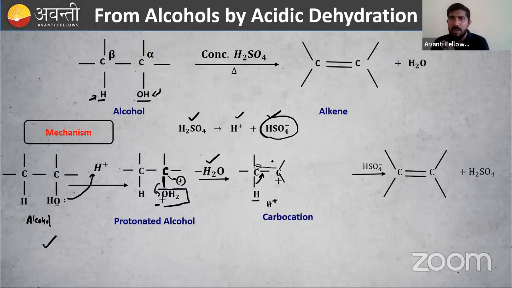Then H2SO4. Why is it known as acidic dehydration? In the presence of acid, dehydration, we are removing water. Is that clear to you, JNV Palakkad students? Protonation, protonated alcohol. Then remove the water. Then a carbocation is formed. Then HSO4 minus comes and takes one hydrogen. Then a double bond will be formed between carbon and carbon. So that is the mechanism.